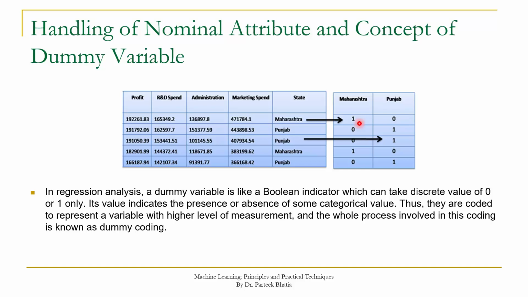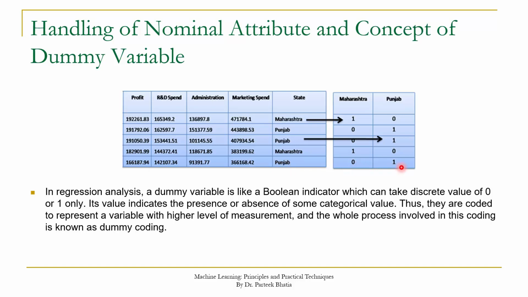So for the first row, we will have 1 in Maharashtra and 0 in Punjab. And in the same way for the second row, the value of state is Punjab. So we will have 1 in Punjab and 0 in Maharashtra. Same way for row number 3. Row 4 has state value as Maharashtra, so we put 1 here. And in case of the last row, we put 1 under Punjab. So here we have created Boolean indicators for different values of states.